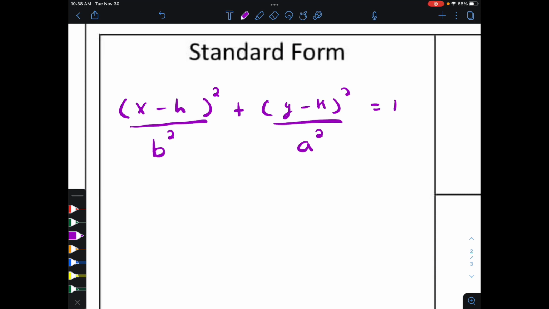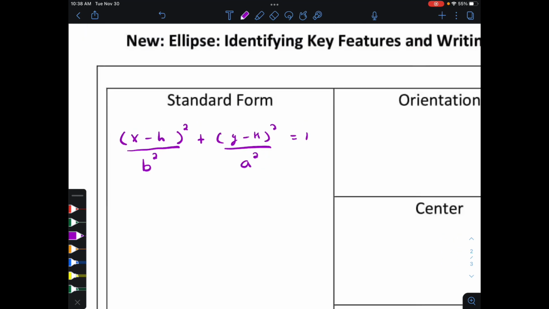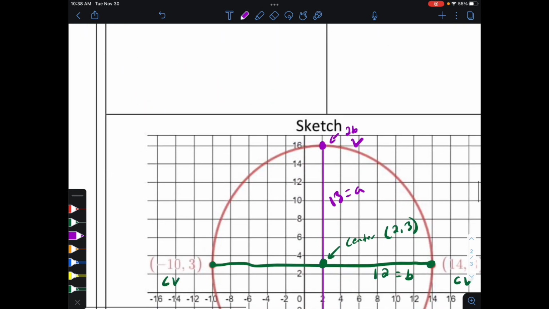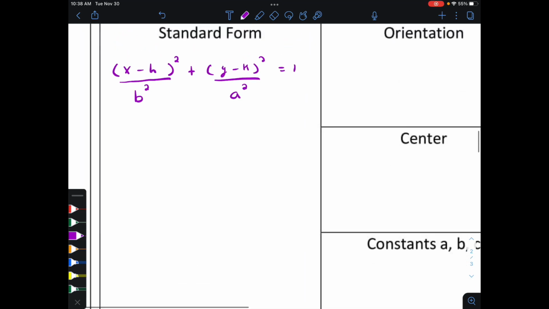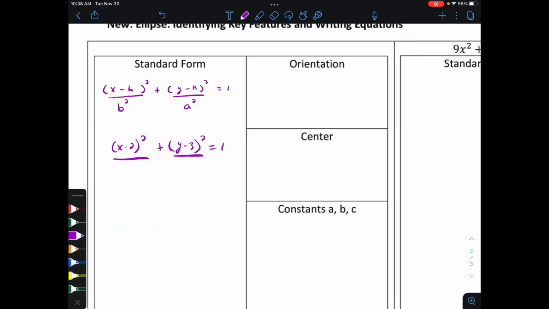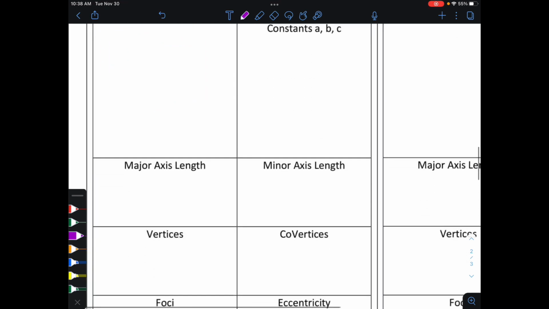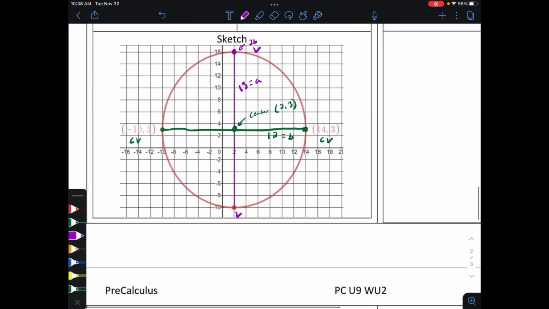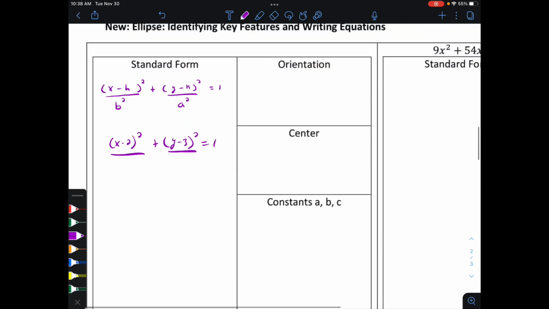So h and k, that's our center. We said our center was what? Our center was 2, 3. So h is 2 and k is 3. All right. Now, y gets the denominator of a squared and x gets the denominator of b squared. So a is 13, b is 12. So that means y's denominator would be 169, 13 squared. X's denominator is 12 squared or 144.